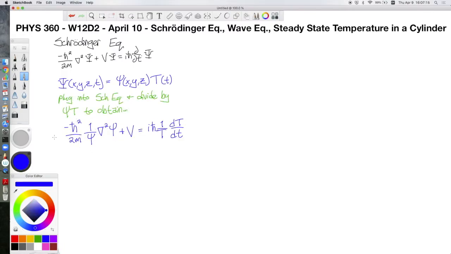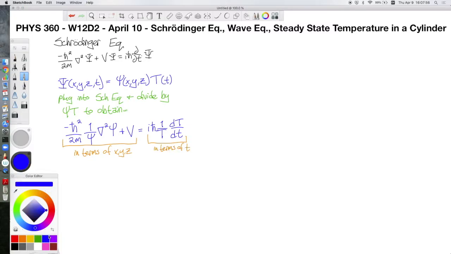All of our partial derivatives have turned into full derivatives. You can't really see that within the Laplacian right here, but they are also full derivatives in there rather than partial derivatives. But we now have the left side of our equation that is just in terms of the spatial variables, and a right side of our equation that is only in terms of time.